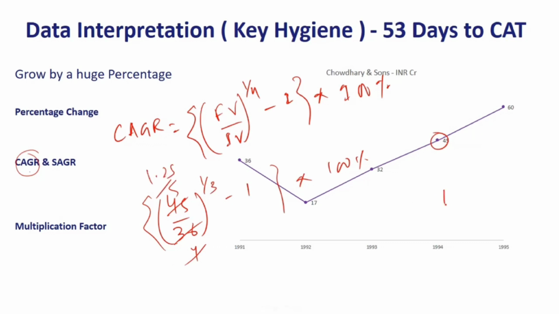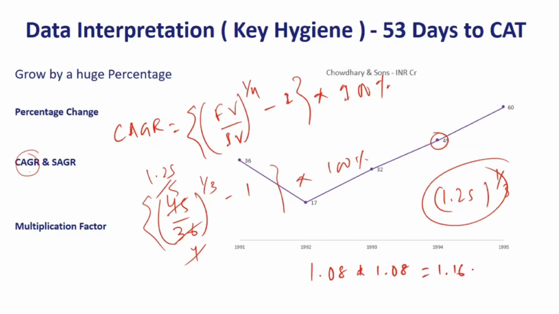and here n is equal to 3. So we have to do 1.25 raised to the power 1 by 3, a cube root of 1.25. Very simply, 1.08 into 1.08 will be approximately 1.16 into 1.08 will be approximately 1.25, but it will be slightly more than 1.25. Why? You can do it yourself.